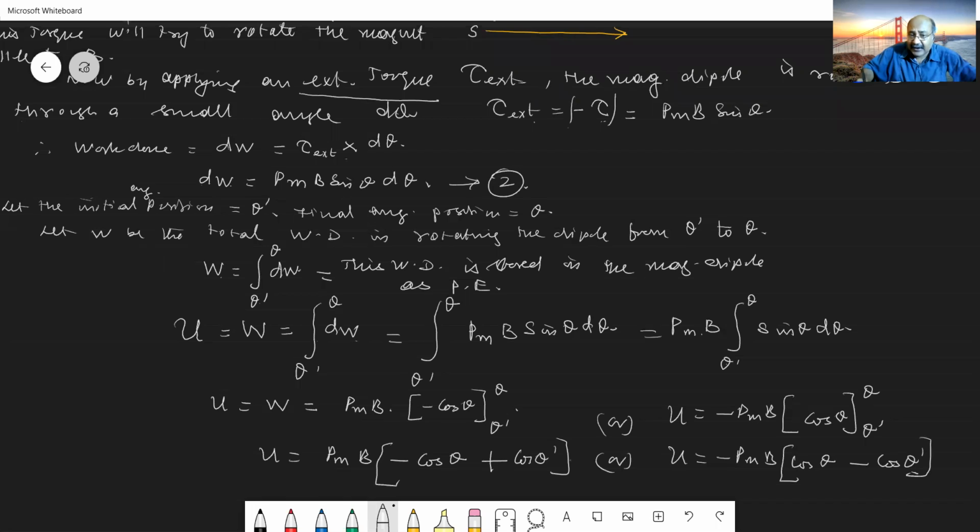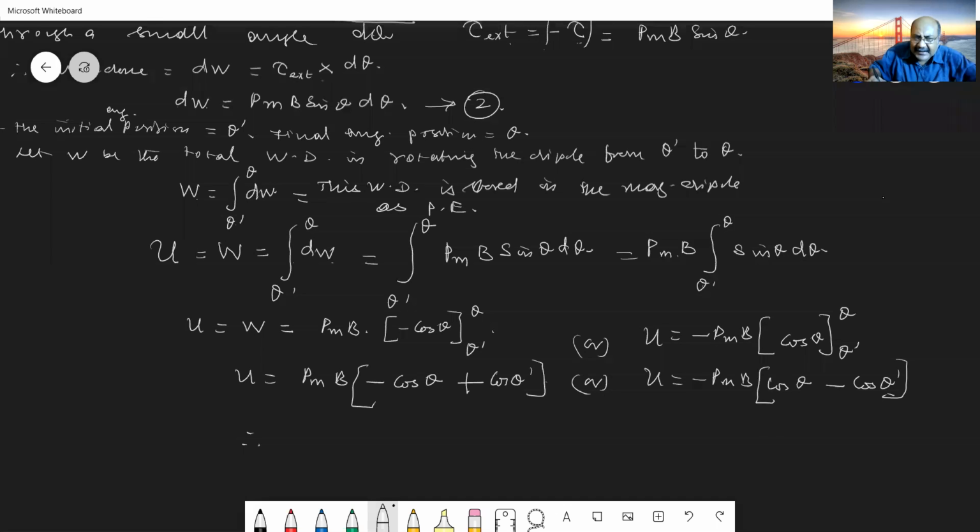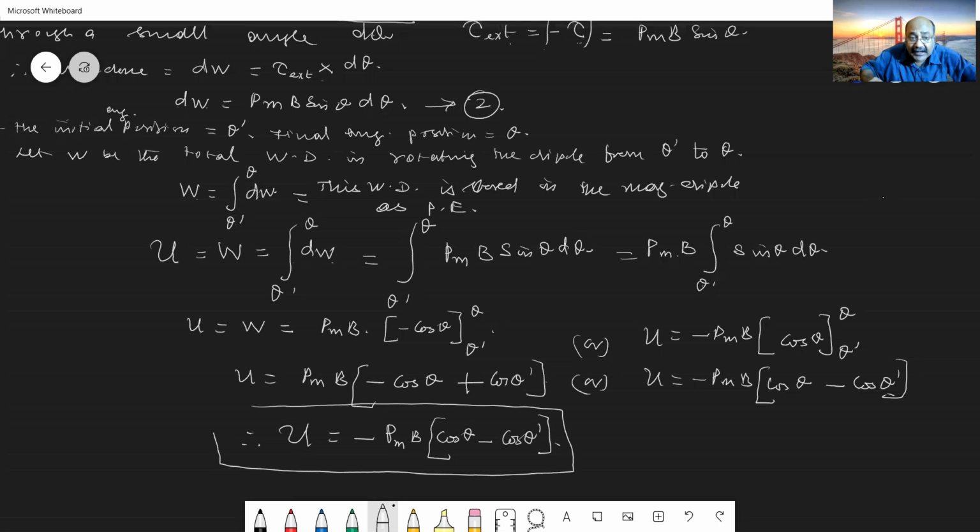Both are correct. Either you can write like this or like this. But in your book, what I wrote the second time is what they have given. Therefore, we can simplify from this. Total potential energy equals, taking minus common, minus of Pm into B, this is cos theta, and then instead of plus into minus, you get minus cos theta dash. So this expression gives you the total energy stored in a magnetic dipole, or in a Bohr magnet, when it is moved from the initial angular position theta dash to the final angular position theta. Any difficulty?